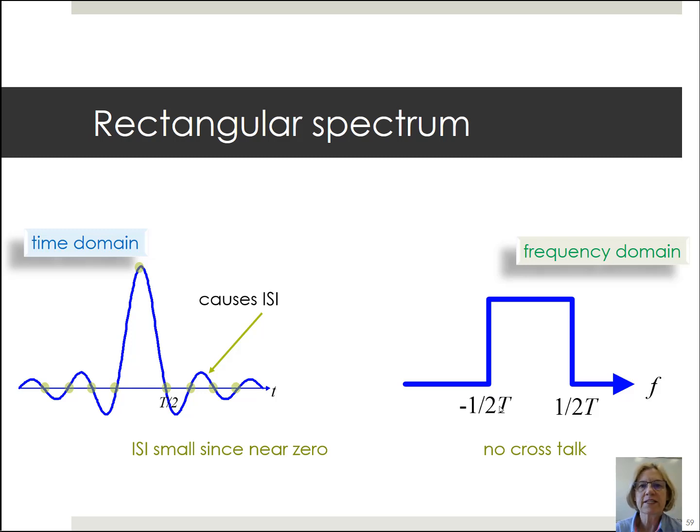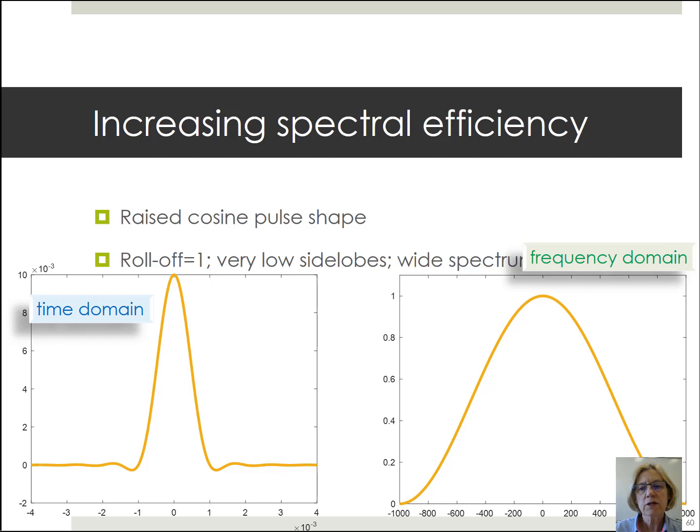If we go with a rectangle in the time domain, or if we go with a rectangle in the frequency domain. Actually, we have a means of choosing between these extremes, or having a practical method of trading off different behavior. And this method is called the raised cosine pulse shape. And this raised cosine pulse shape is parameterized by something called the roll-off. And in this example, the roll-off is 1.